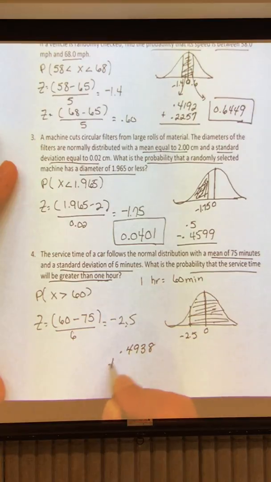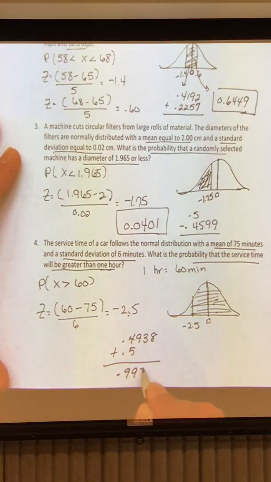0.4938 plus 0.5 is equal to 0.9938. And that is the total. Okay. Moving on to number 5.